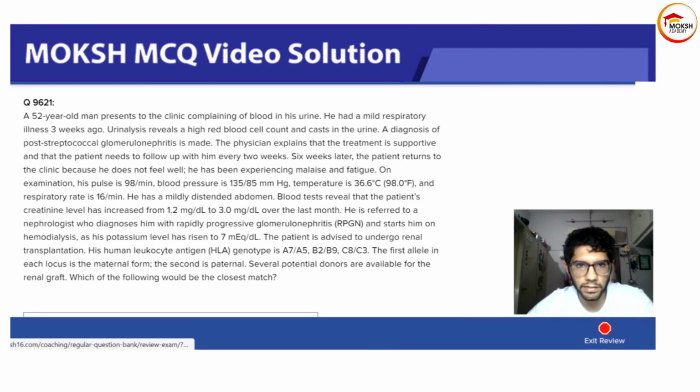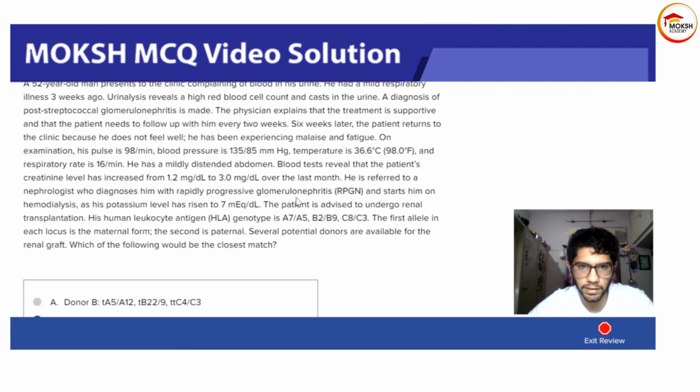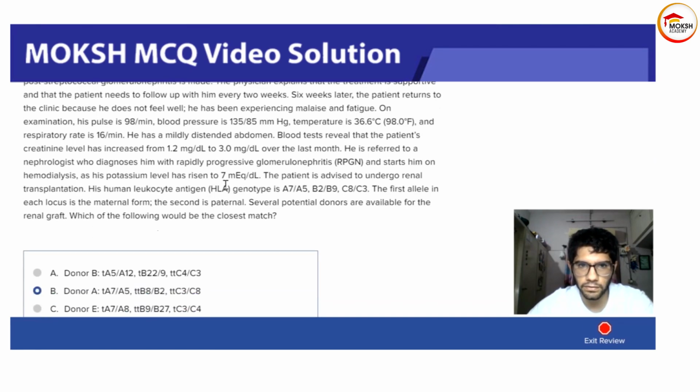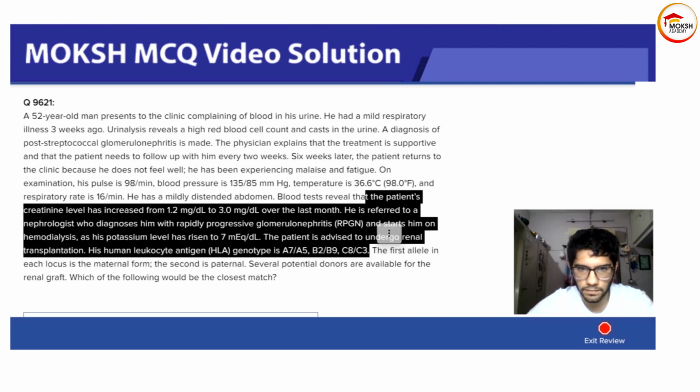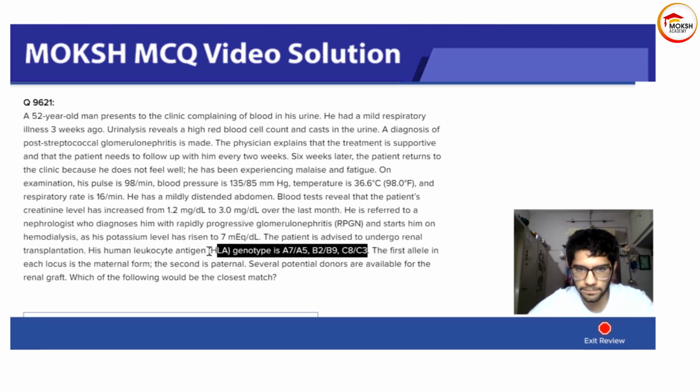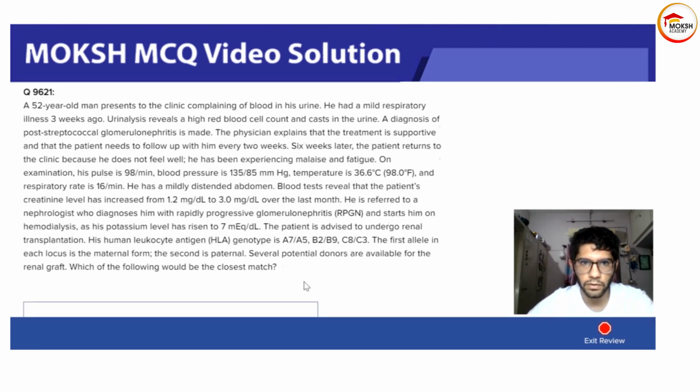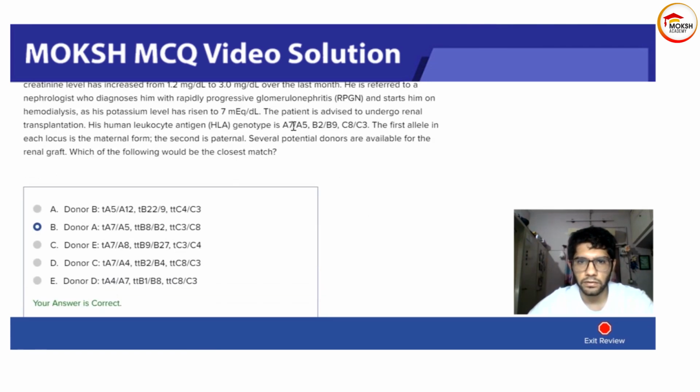So all of this upper big part is useless for us. All we need to know is that the patient has RPGN, he's getting a renal transplant, and his HLA genotype is this. So what you need to know is that most of the matching types of HLA antigens should be there in the donor.